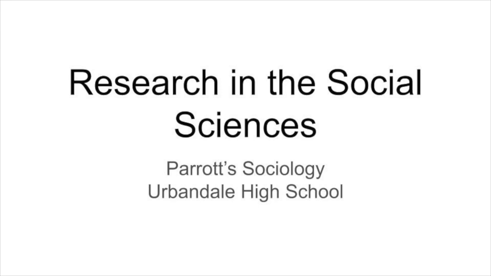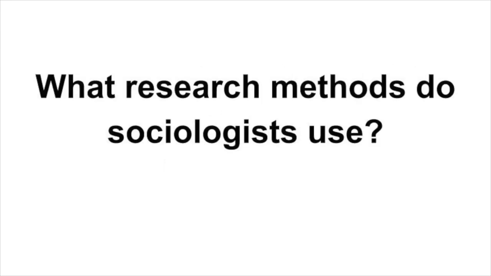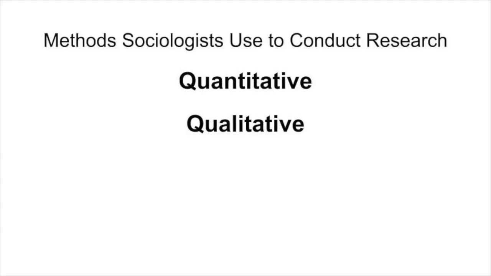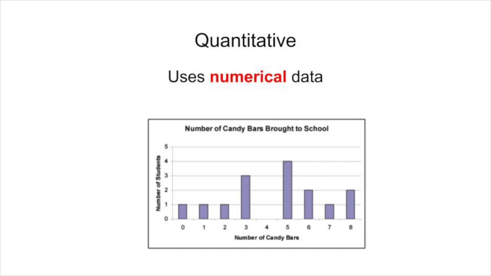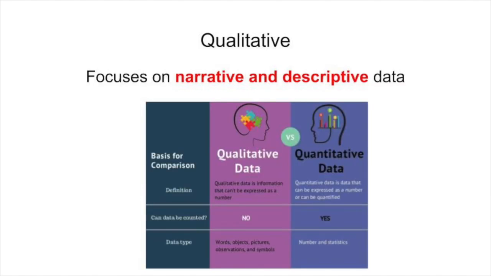Today's big show focuses on research and social sciences. What research methods do sociologists use? Well, there are two main categories of research that are done: quantitative and qualitative. Quantitative research uses numerical data. Qualitative research focuses on a narrative and description. They both serve useful purposes, but they're different.